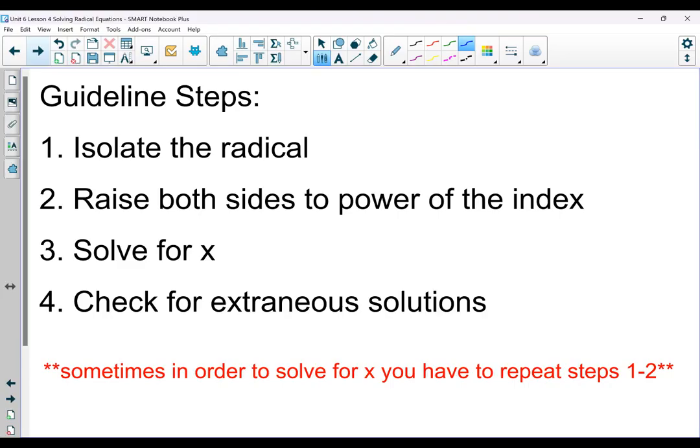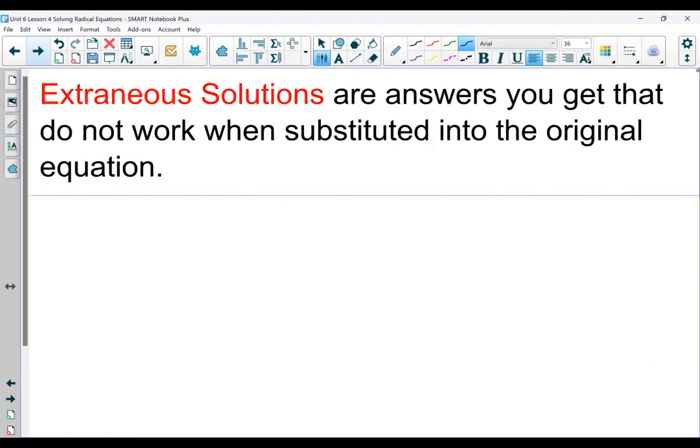Sometimes with certain problems, you will have to repeat the process of isolating the radical and raising both sides to the power of the index a few times to make sure you have no radicals left to solve the equation. Extraneous solutions are answers you get using correct math that do not work when you substitute them back into the original equation. So it is so important anytime we're solving an equation that has to do with a radical that we're checking our work by substituting back in.